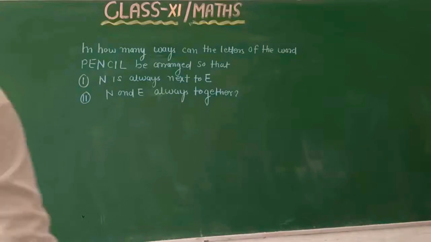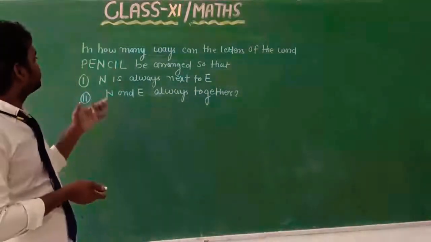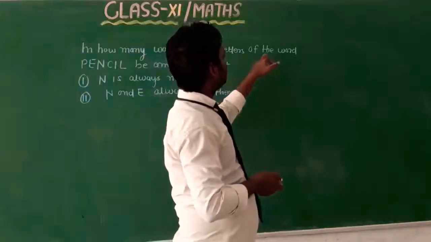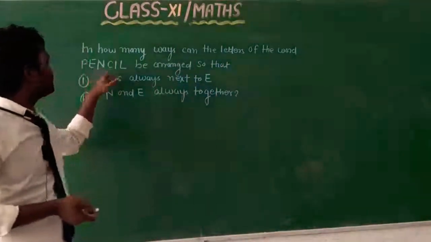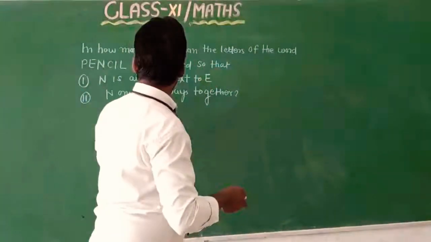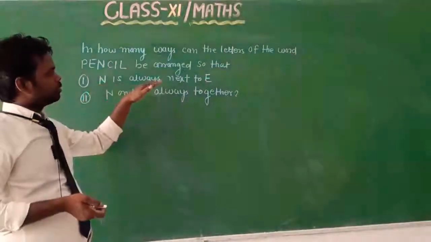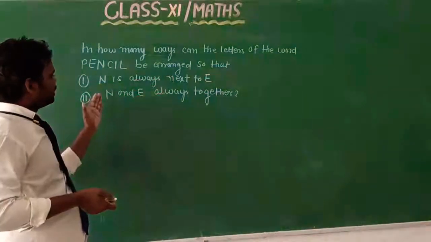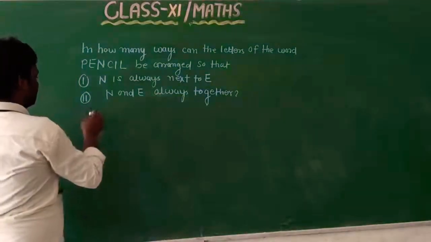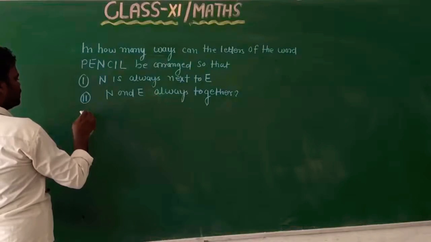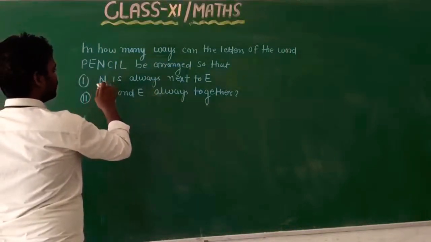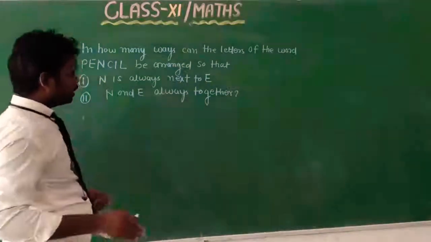Okay, further move to another question. In how many ways can the letters of the word pencil be arranged so that N is always next to E? Second, N and E always together. Okay, so first we have to find the number of ways N is always next to E.